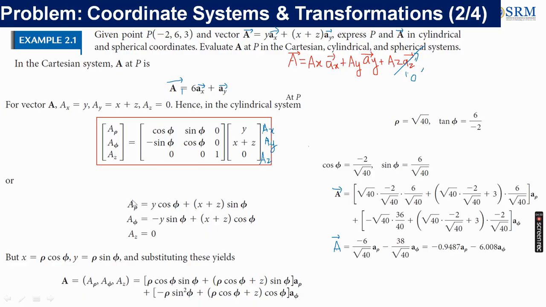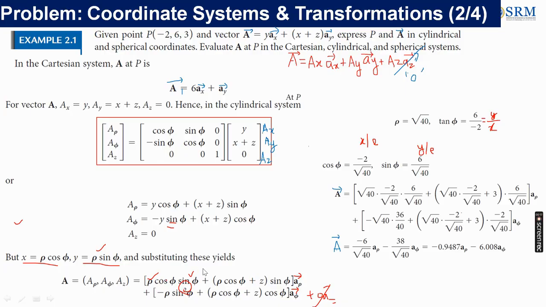Substituting here, A rho turns out to be, multiplying this first row with this column, minus y into cos phi plus x plus z into sin phi. Similarly, A phi is equal to minus y into sin phi plus x plus z into cos phi. Az is 0. Now let us substitute the values x equal to rho cos phi, y equal to rho sin phi in the above expression that we got from this matrix relation. After that we will get the resultant vector in cylindrical coordinates.